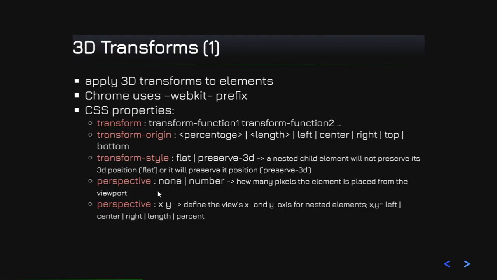Then we have perspective, which can be none or a number, how many pixels the element is placed from the viewport. I'll talk about the viewport later on today. And then perspective-origin, which defines the view's x and y axis for nested elements.